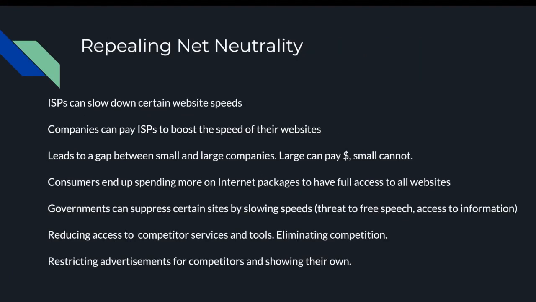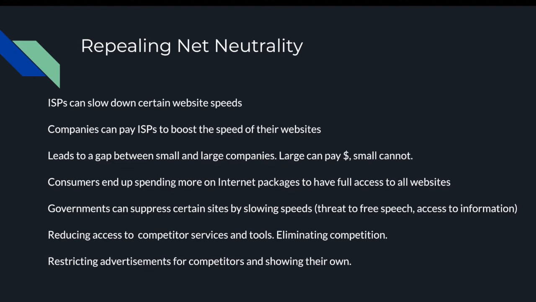So repealing net neutrality: ISPs can slow down certain website speeds. Companies can pay ISPs to boost the speed of their websites. And this leads to a gap between small and large companies. Large companies can pay a lot of money, millions and billions of dollars, whereas small businesses cannot do that. Consumers end up spending more on internet packages to have full access to all websites, whereas with net neutrality, they don't have to do that.